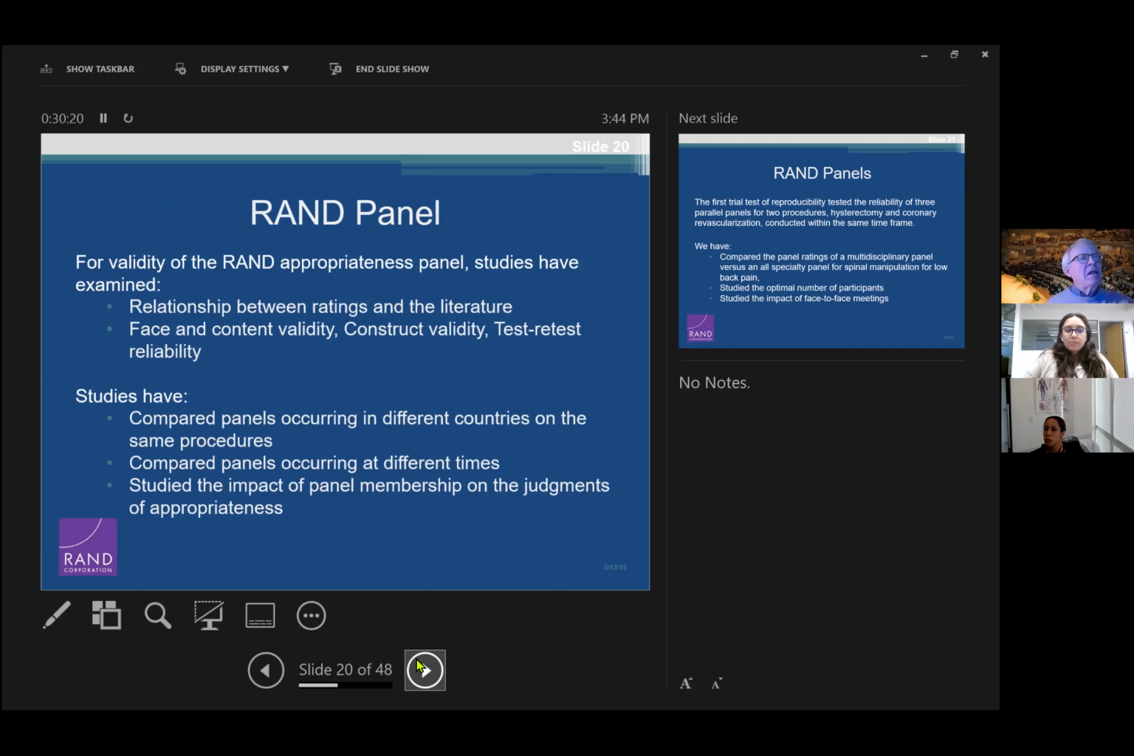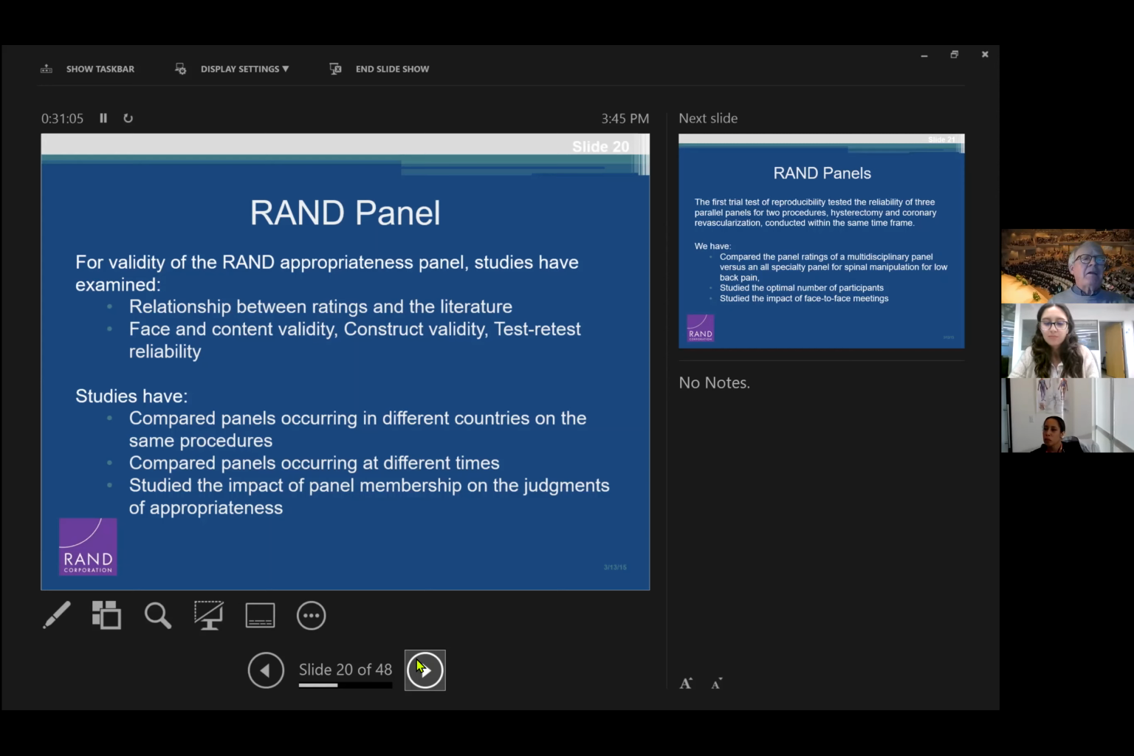This method is the most widely studied of any expert panel process in the literature. We've done a huge amount of work on the validity and reliability of this process. We've looked at how well the panel has rated things compared to the literature, because you can do that, particularly when you've got good literature. You can see whether they follow the literature or not. We've done face and content validity, construct validity, and test-retest. We've compared panels in different countries: Israel, England, and the United States and Canada. They've all run panels on CABG, I think, and we've compared the outcomes.